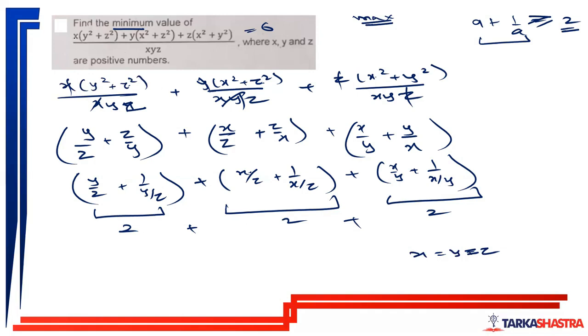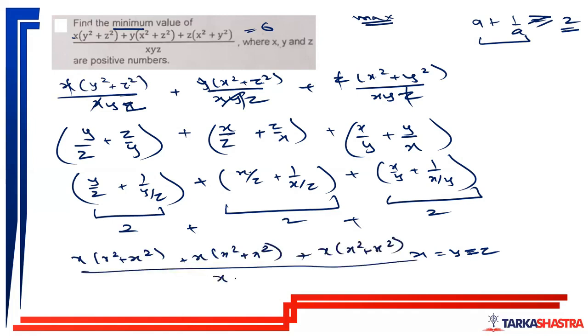So what you have, this is x, everything is x now. So x into x square plus x square, plus x into x square plus x square, plus x into x square plus x square upon xyz, that is x cube. So this is how much? 2x square into x, that is 2x cube plus 2x cube plus 2x cube, that is 6x cube upon x cube, which is 6. Okay. So this is your minimum value.